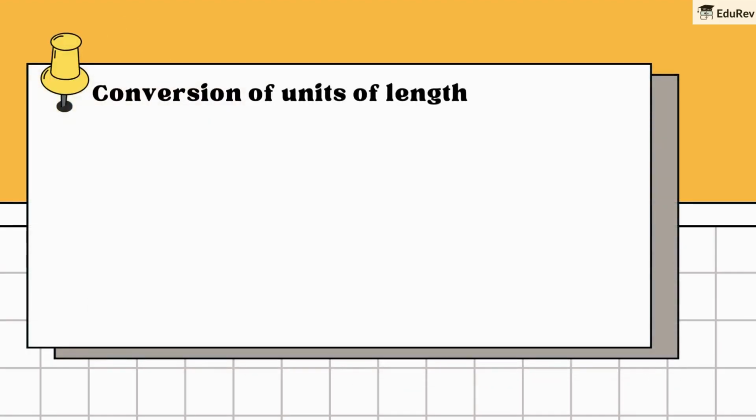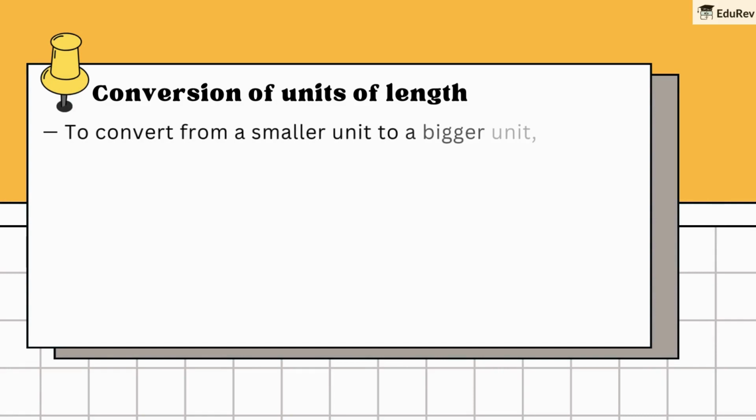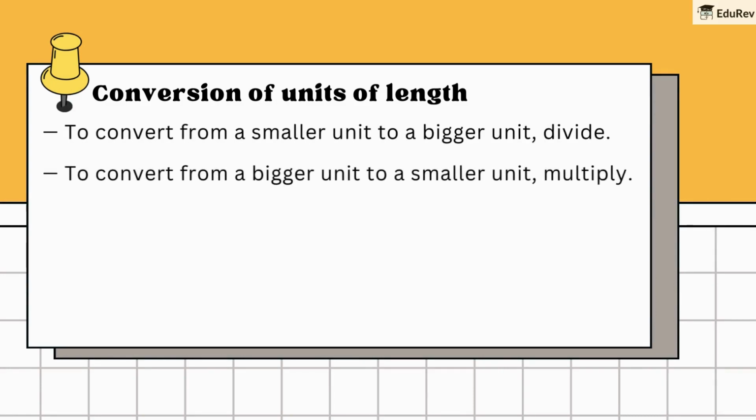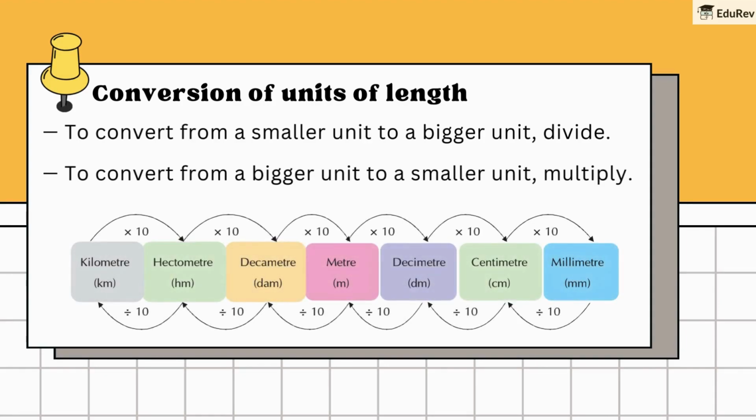Let's look at the conversion of units of length. There are two basic rules for this. To convert from a smaller unit to a bigger unit, divide. To convert from a bigger unit to a smaller unit, multiply. Look at this image. It clearly shows how different units are converted.